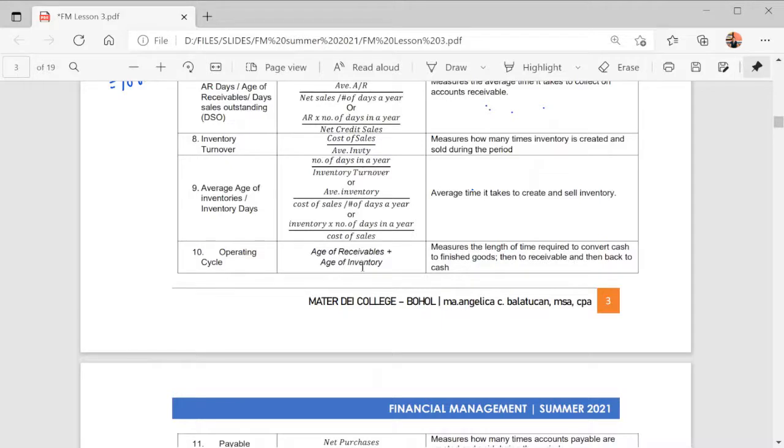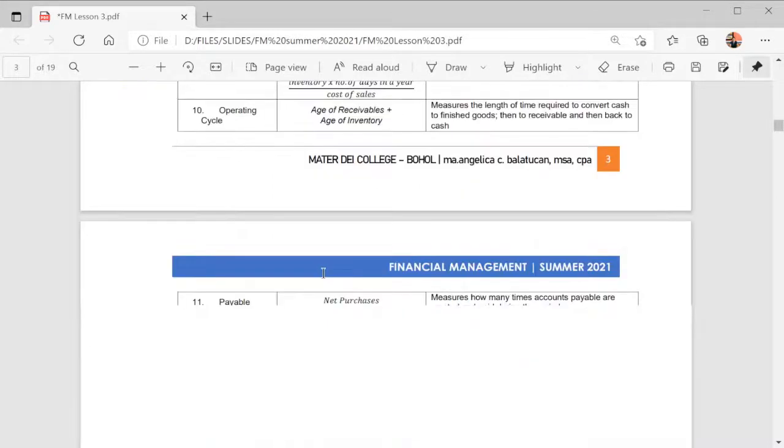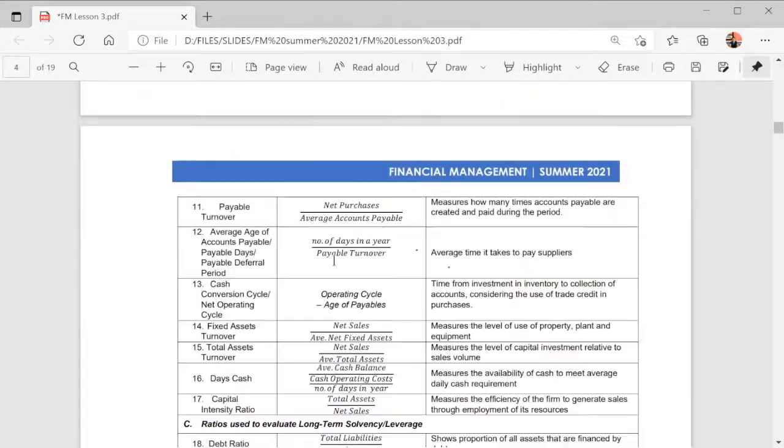So, you add the age of inventory, the time to get the product, plus the collection period. If it's manufacturing, it's from the time you buy the raw materials until you finish the product, and then you sell it, and then you collect the money. So that's the operating cycle. If we include the age of payables in the formula, the operating cycle is AR days plus inventory days. If you deduct the age of the payables, that is what we now call the cash conversion cycle.